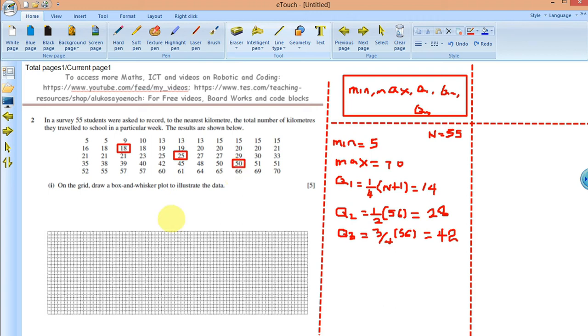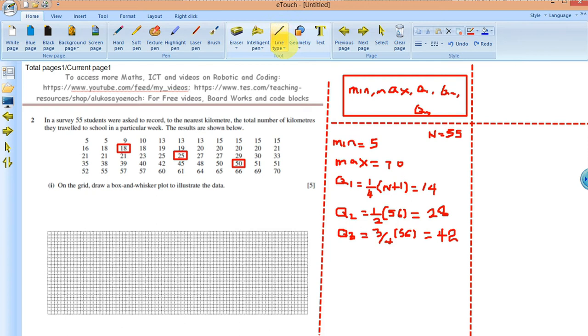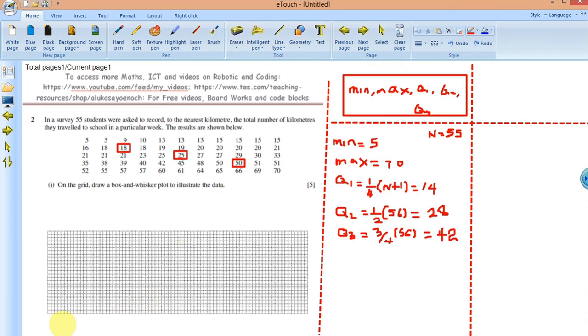Now the best thing for me, because the examiner will like me to use the scale, and this is to the nearest kilometer, so let me choose my scale. So this is kilometer.